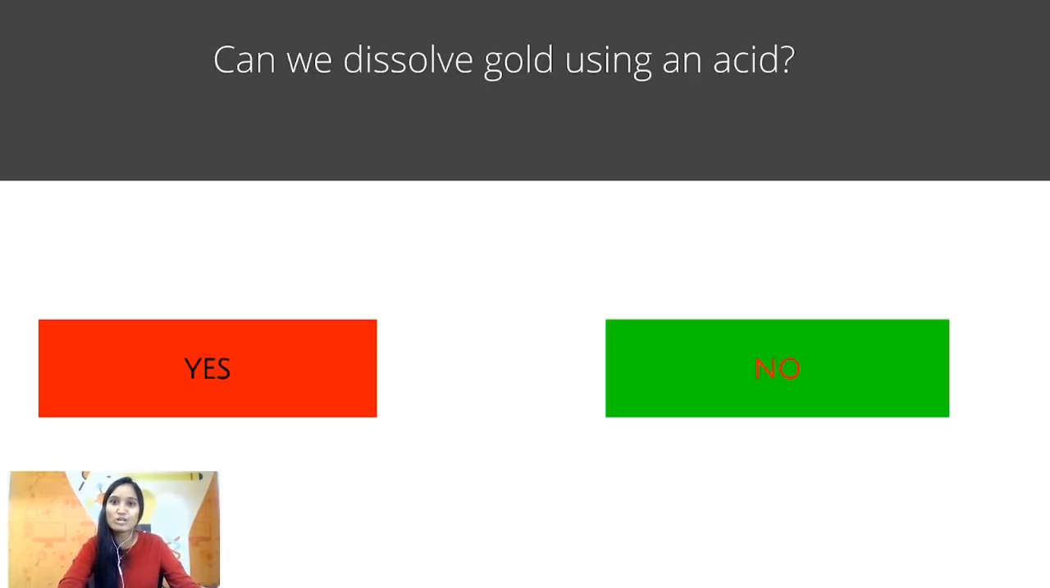We can't dissolve gold using an acid. Look at this question. I'm talking about one acid, not a mixture or whatever. I'm talking about one acid. One acid cannot dissolve gold.